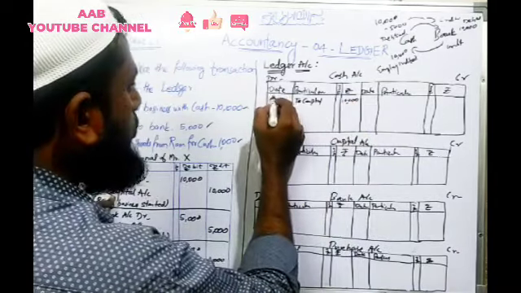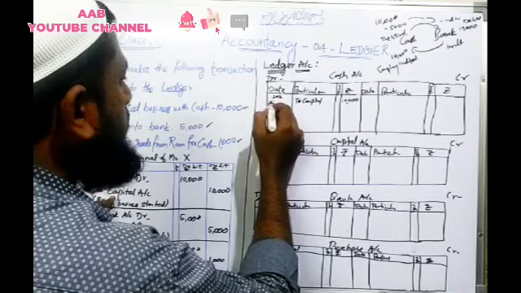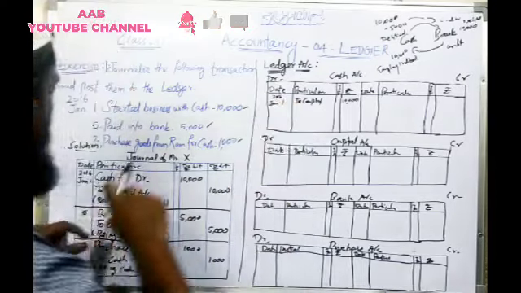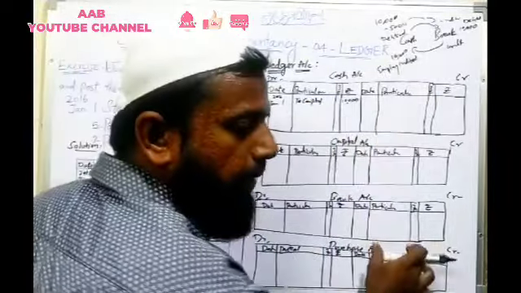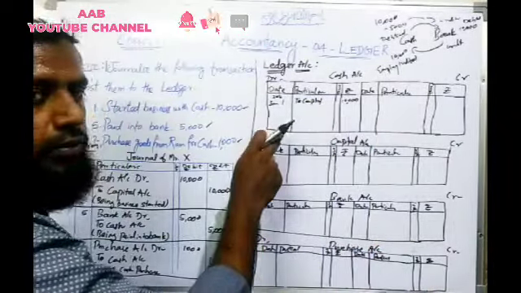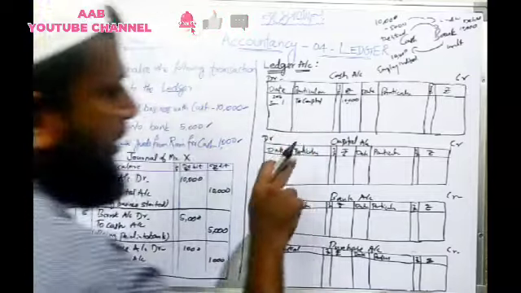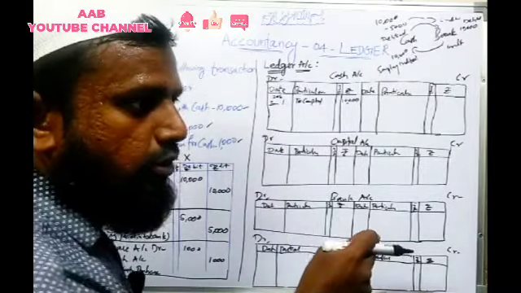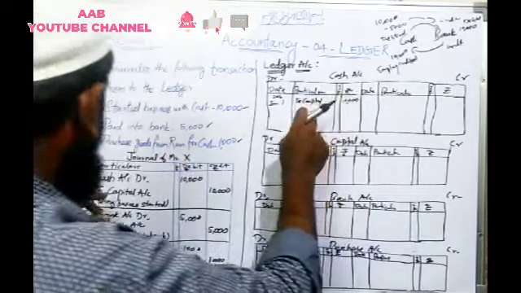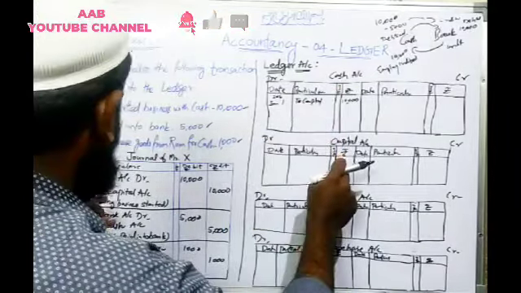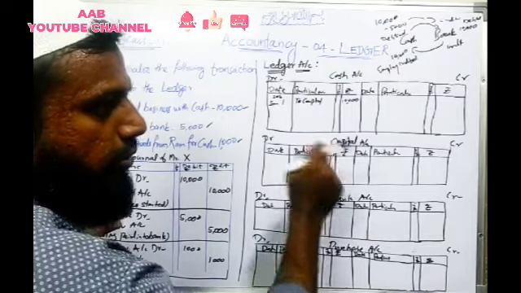Okay, so 2016, January 1. So to capital. This is a two-column cash book. Two, which means invested. Okay, then in the cash column, to capital account. At the same time, in the capital column, what is happening?